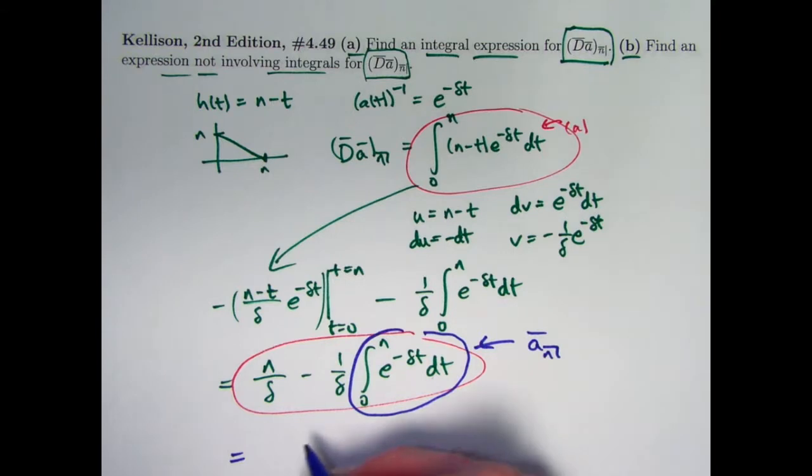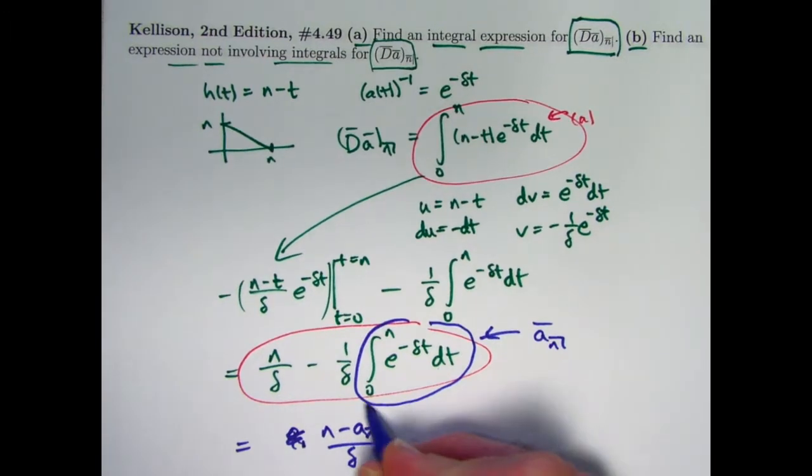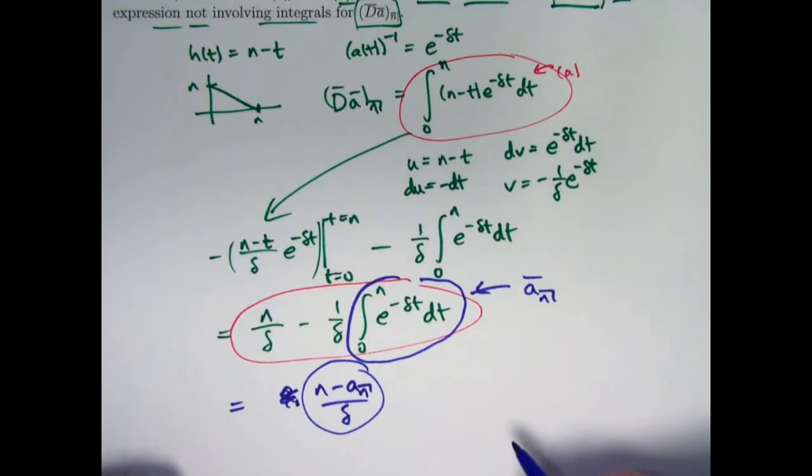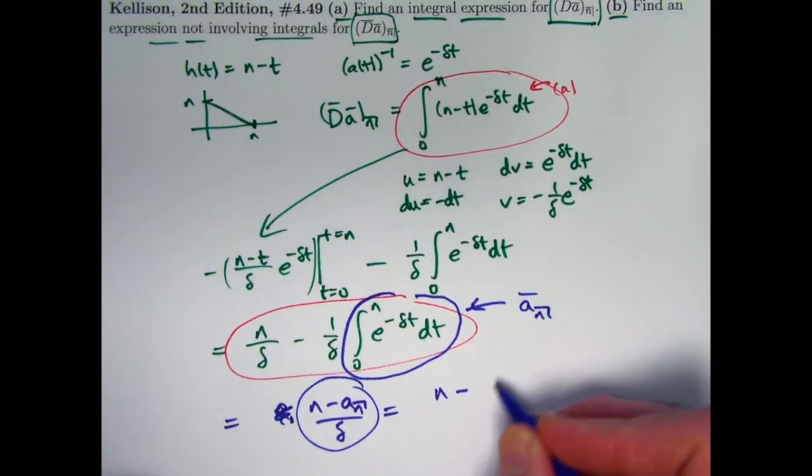An answer to part B that doesn't involve an integral. If you simplify, you could write it as n minus a_n over delta. That can be an answer to part B. There are other possibilities. This equals n minus, what's the formula?